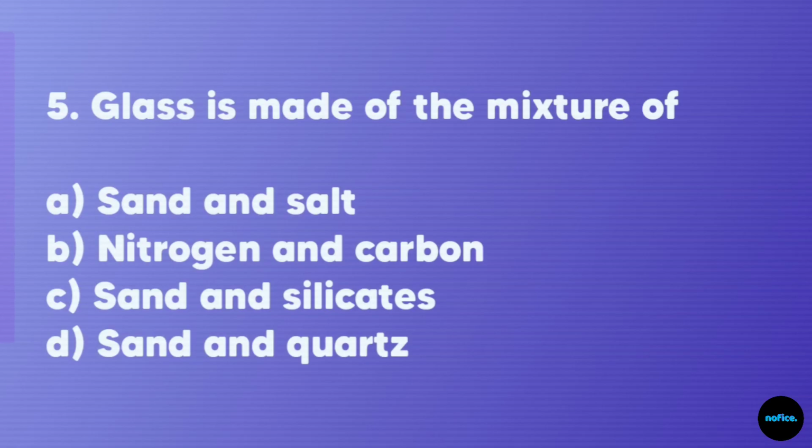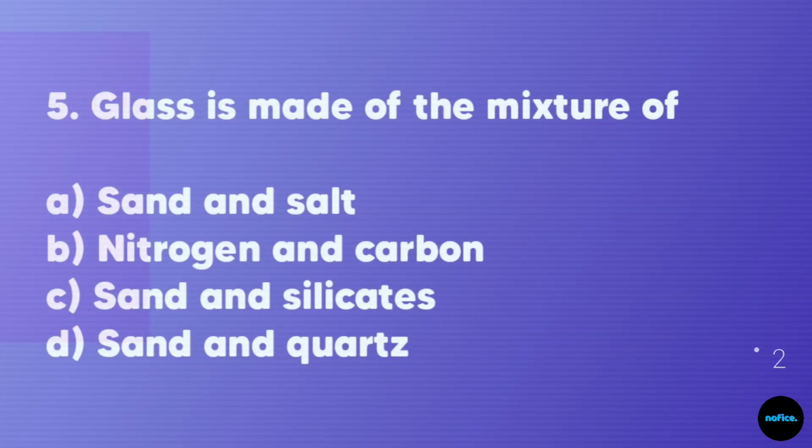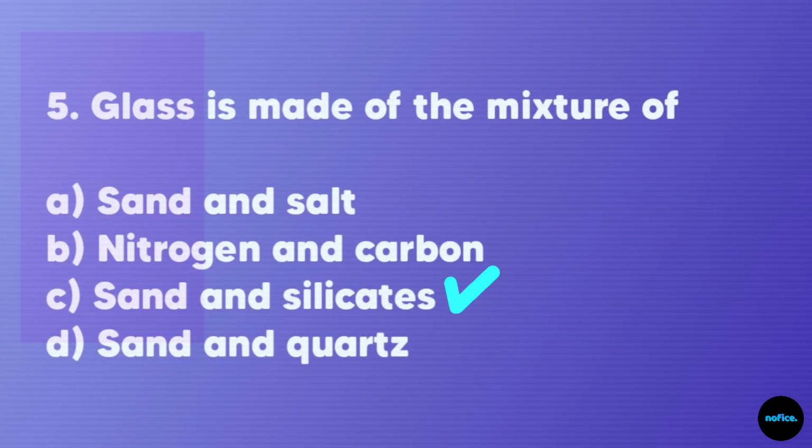Number 5. Glass is made of the mixture of. The answer is C. Sand and silicates.